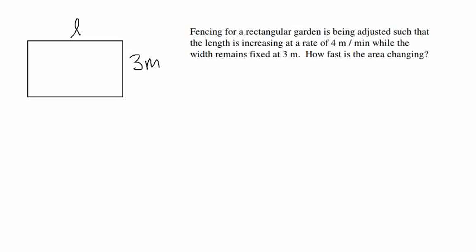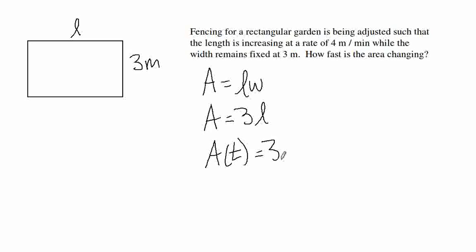Okay, so can you see that I gave you one derivative, but we want a different one? I gave you L prime, you might call it, but I want A prime, where A represents the area. Okay, so the area of a rectangle is length times width. In this case, the width is 3, so the area is 3 times L. And both A and L are changing with time. Let me make that explicit by adding the time variable there so you can see.